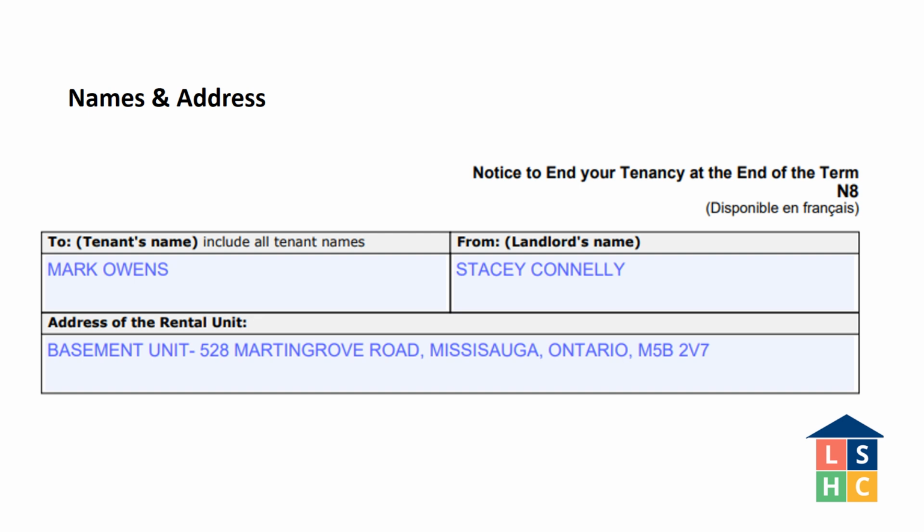If you have a joint tenancy, which is 2 or more tenants together on one agreement, make sure to include all their names. The same applies with landlords. Include full names of all landlords for a rental unit.